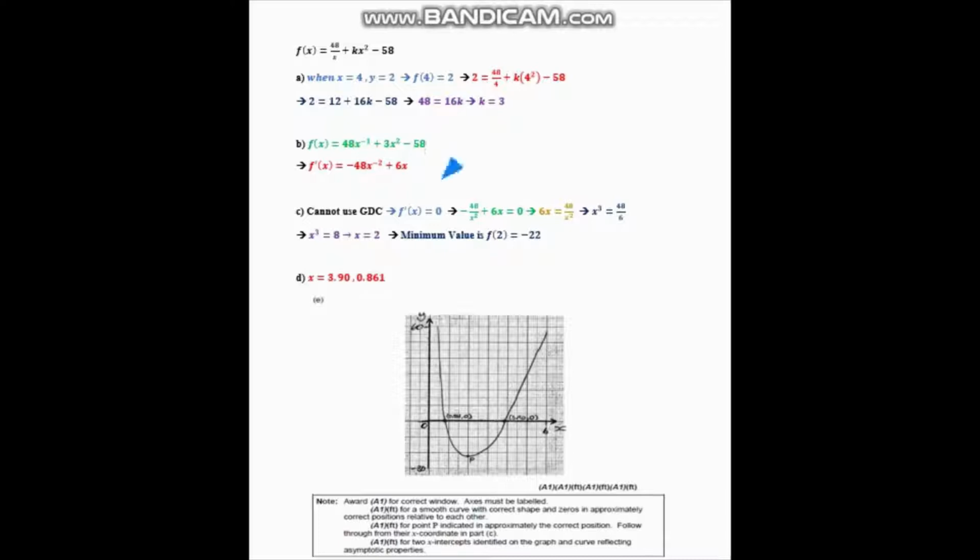So f'(x) equals 0. I'm going to set this expression to 0, do some simplification and then solve for x, and x equals 2. If you plug 2 into the original function, you can use the GDC in this part, but you had to arrive at the value of x manually. So let's type the equation down and find f(2).